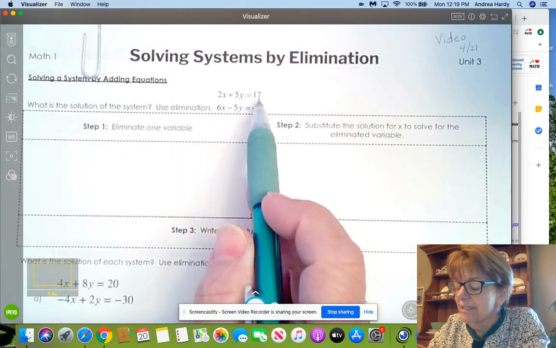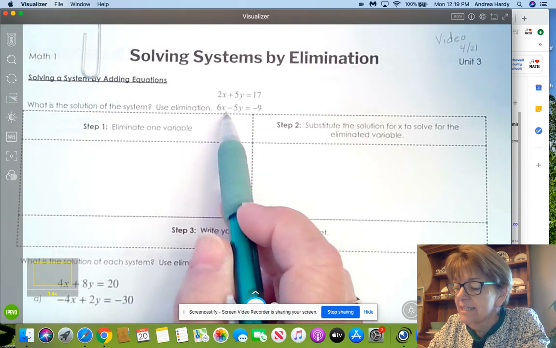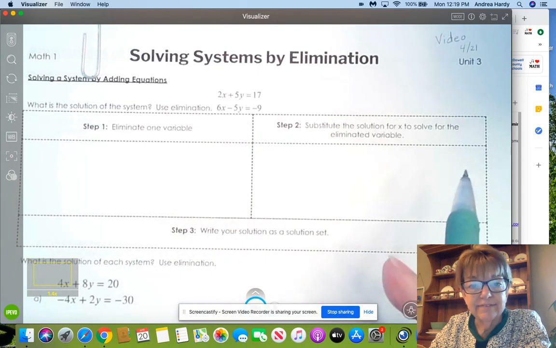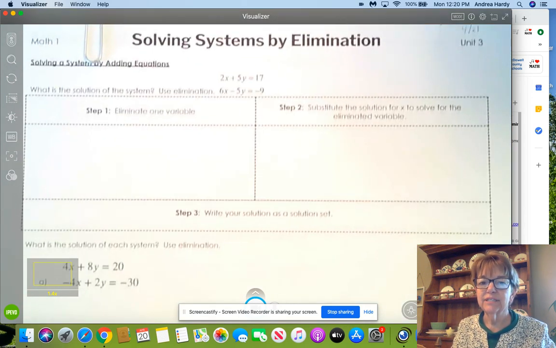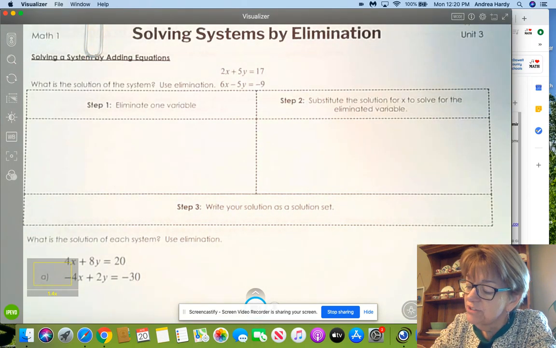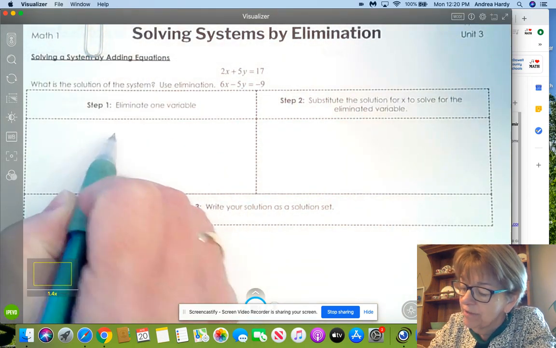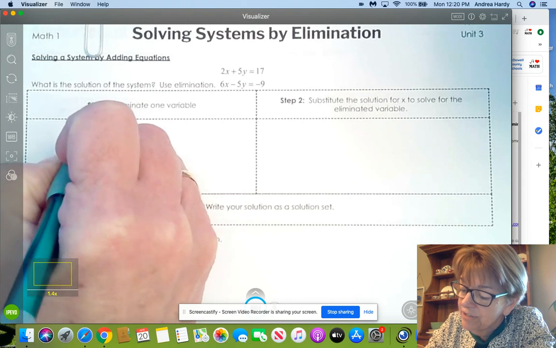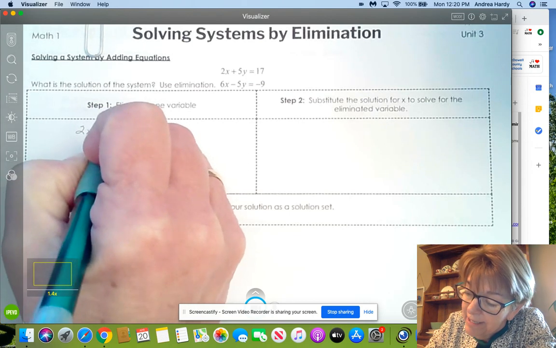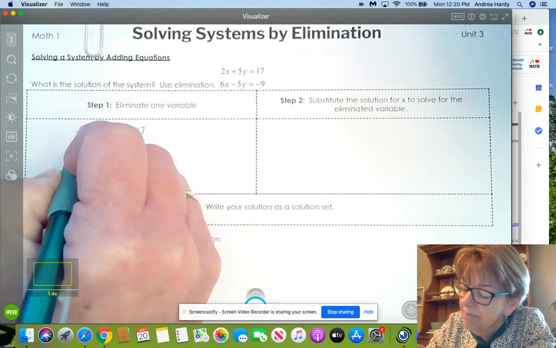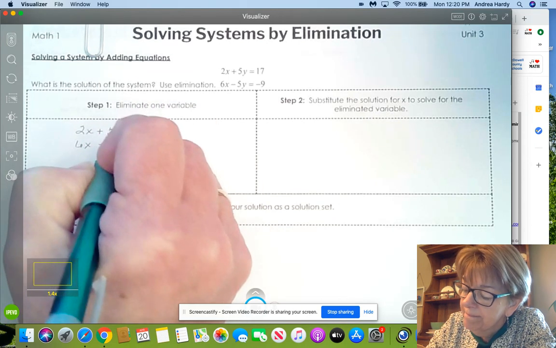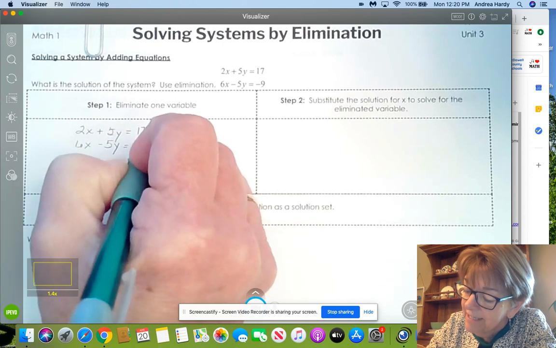2x plus 5y is equal to 17. 6x minus 5y is equal to negative 9. If I tried to solve these for x or for y, I'm going to have some fractions. And I don't like dealing with those fractions. So I'm going to eliminate one variable. I have 2x plus 5y is equal to 17. 6x minus 5y is equal to negative 9.